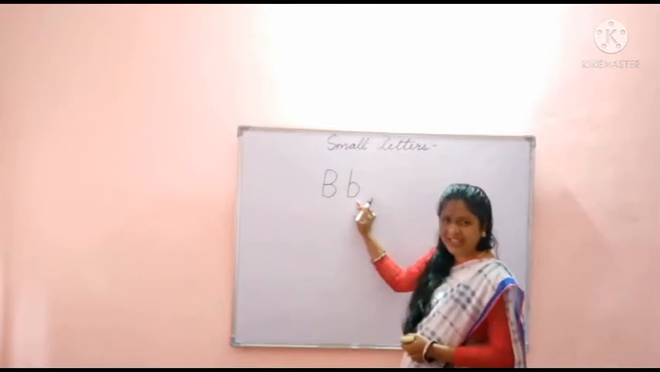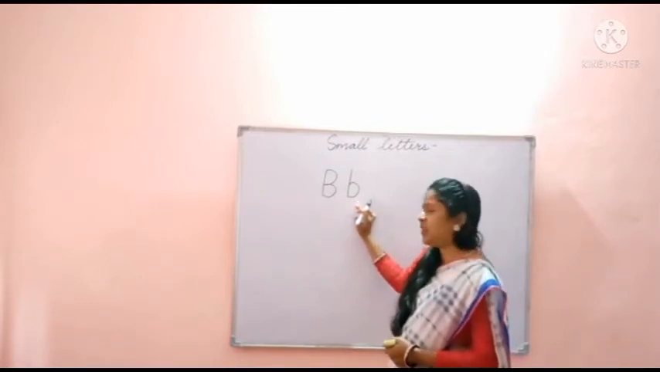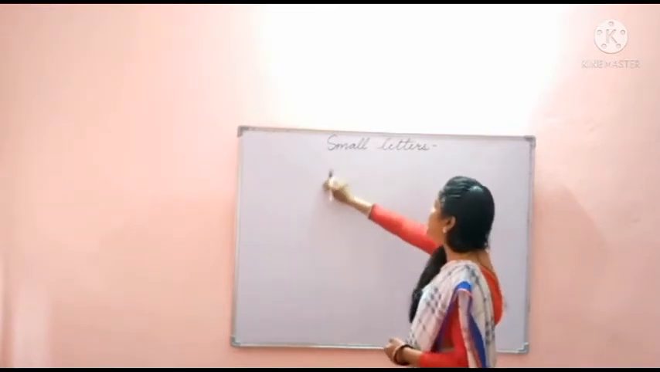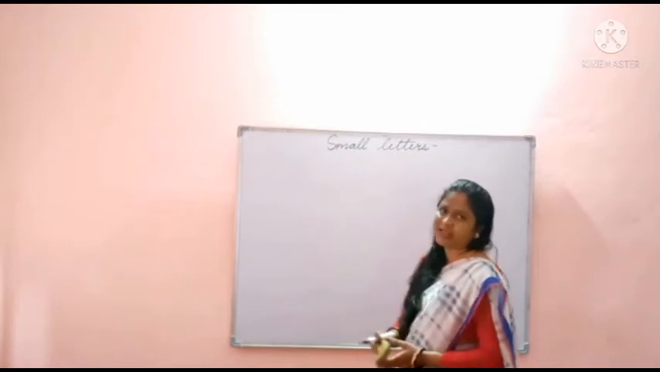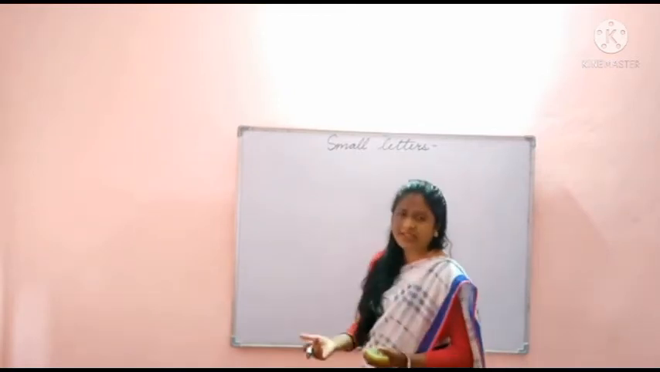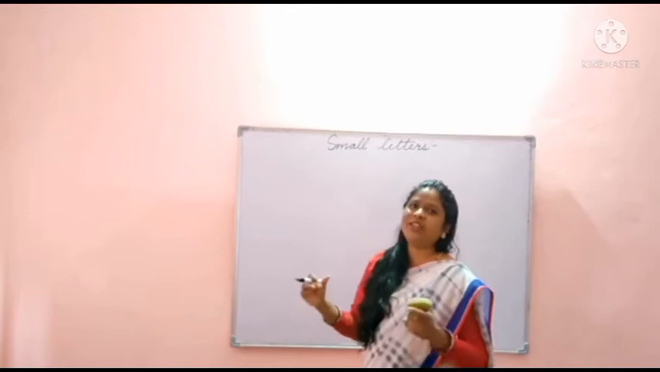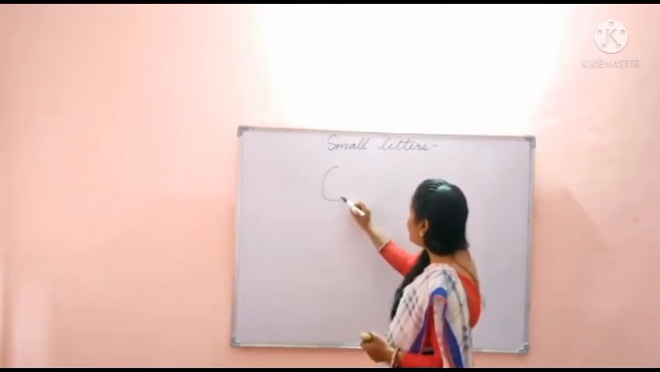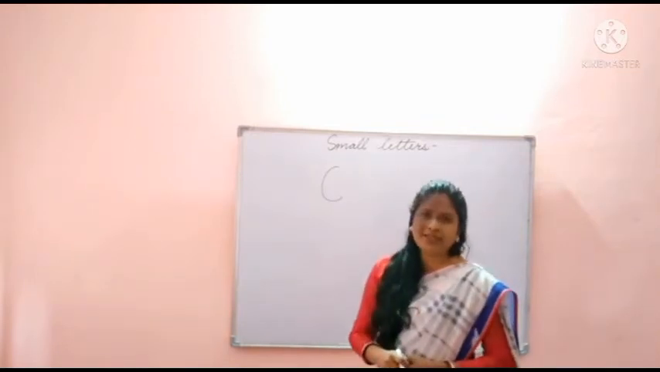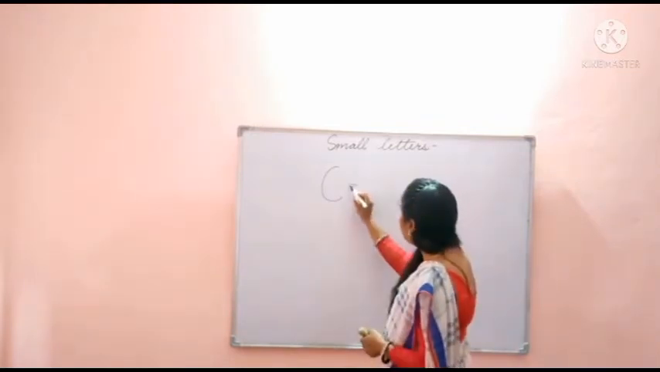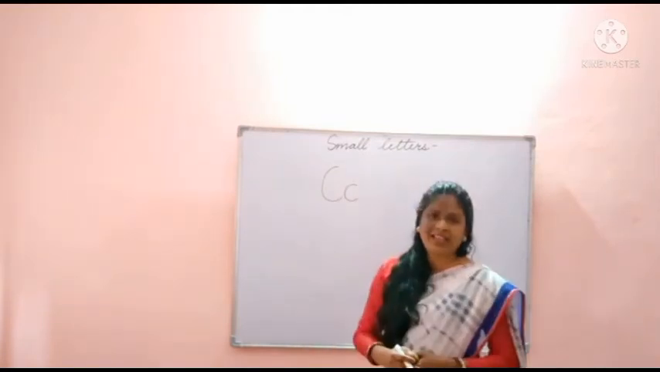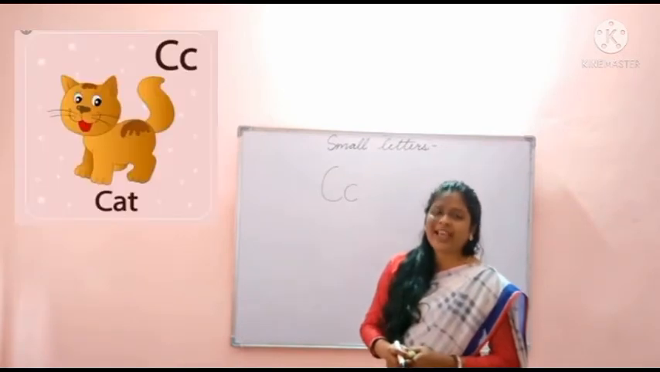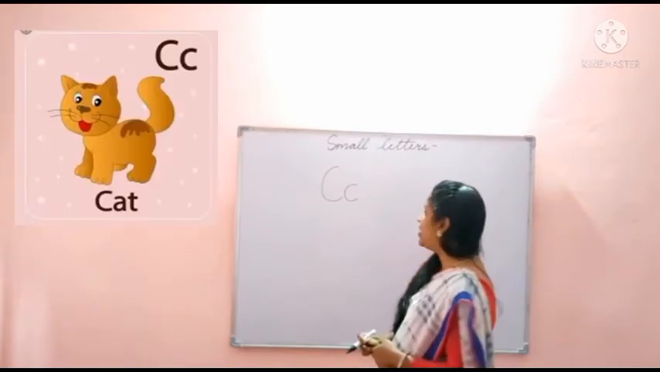Understood? Easy? Interesting? Okay, so let's see how to write capital C, and small letter C. It is very easy and almost the same, only the size differs. So here we write a big curve makes the letter C, capital C, whereas a small curve makes the letter C, that is a small letter C. C for cat.